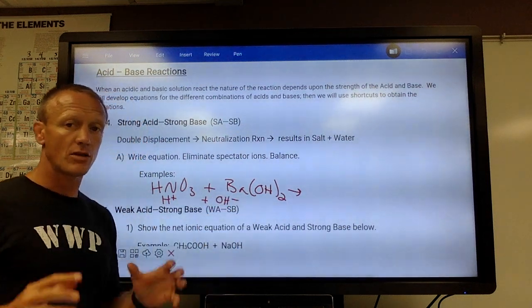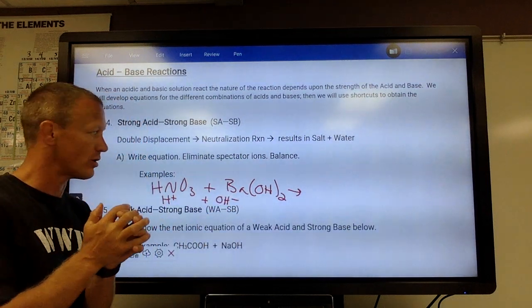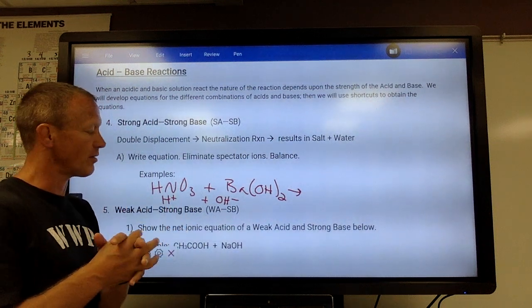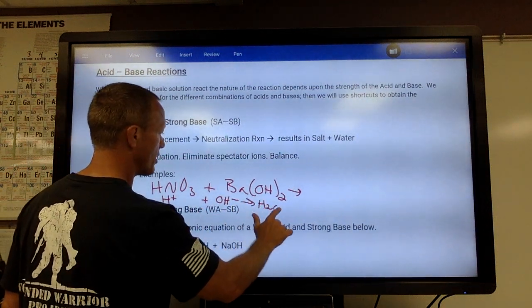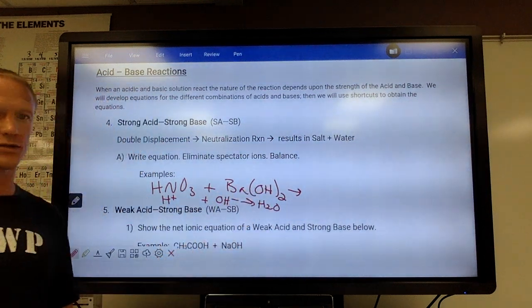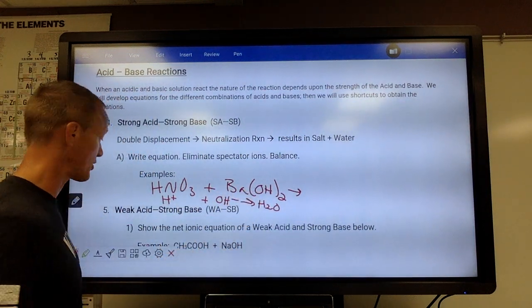If it's a weak acid, the molecule stays together, so all of it's part of the reaction. If it's a weak base, all of it stays together, so it's part of the reaction. So again, your net ionic equation there would be H plus plus OH negative equals H2O. That's only true for strong acid, strong bases.